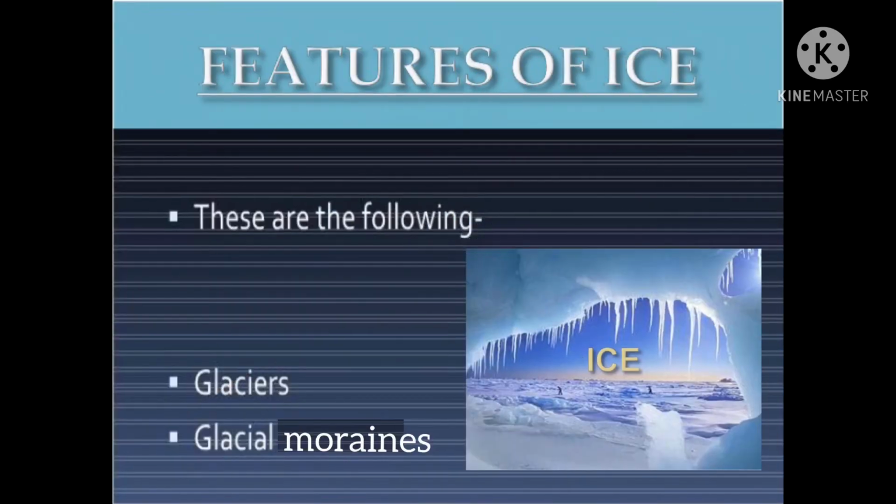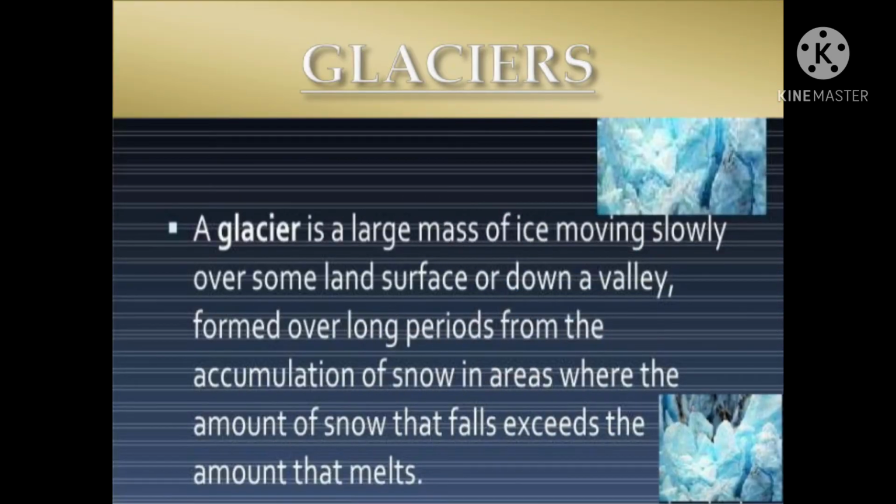Next are the features formed by the ice. Dear students, due to ice, two types of features are formed, glaciers and glacial moraines. So let's talk about glaciers. A glacier is a large mass of ice moving slowly over some land surface or down a valley. They are formed over long periods from the accumulation of snow in the areas where the amount of snow that falls exceeds the amount that melts. Dear students, as the ice melts, they get filled up with water and become beautiful lakes in the mountains.